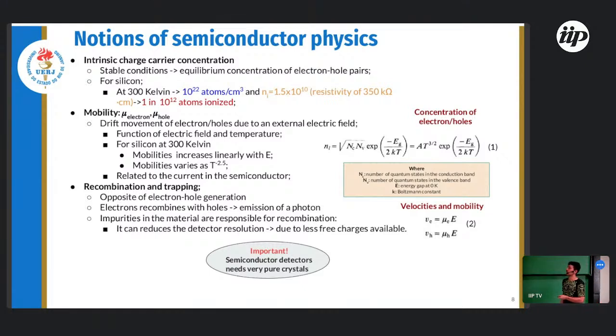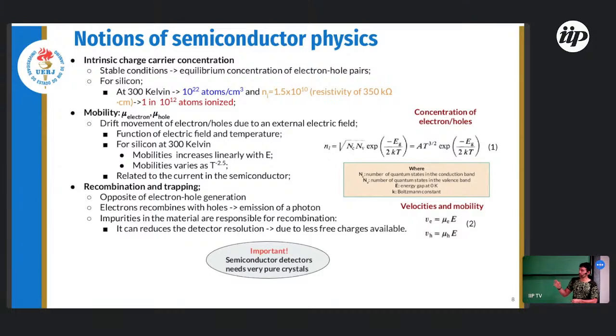And on top of this, we have recombination and trapping. I just said that the electrons, when they are given energy, move up to the conduction band. However, due to some impurities in the crystal, they can recombine with the holes, and then they can emit electrons. But this is a problem because it can reduce the detector resolution.